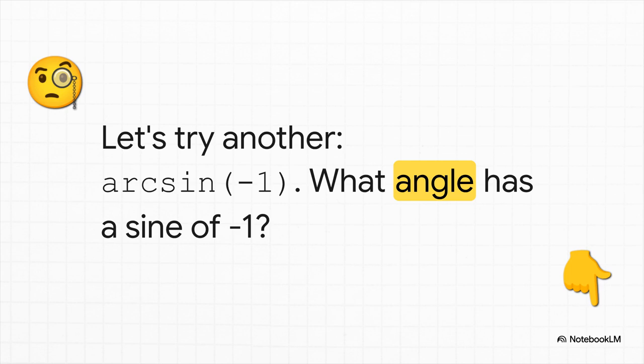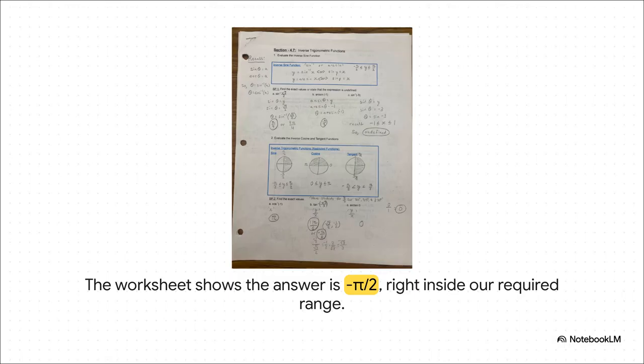We're moving on to problem 1b, arc sine of -1. The question is exactly the same, just a different number. We're looking for an angle whose sine is -1. And the answer, as we can see right here on the worksheet, is -π/2. So let's check it against our rule. Is -π/2 inside our required range? Yes, it is. It's right on the boundary. But since the rule includes the endpoints, it is a perfect, valid answer.